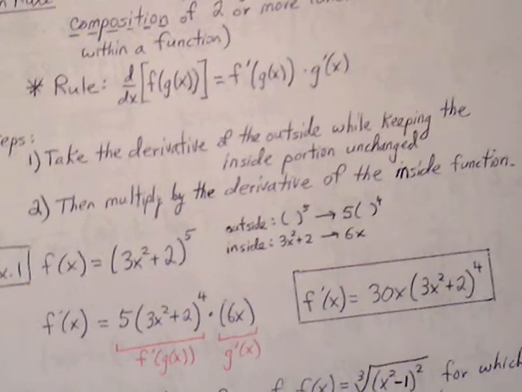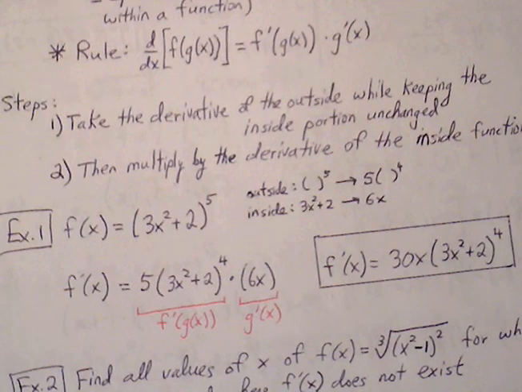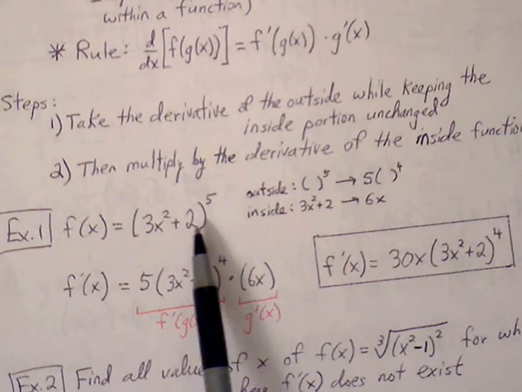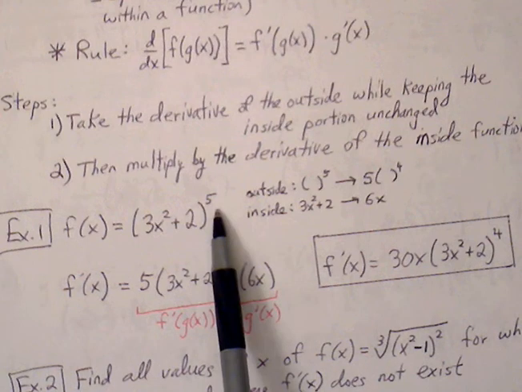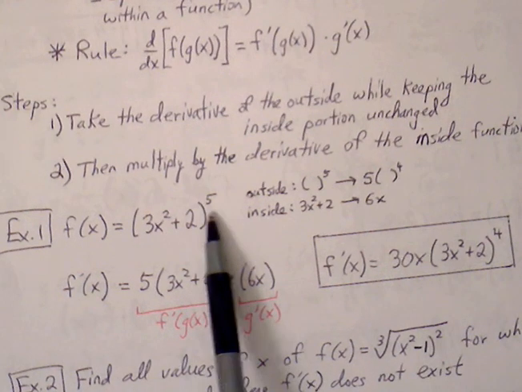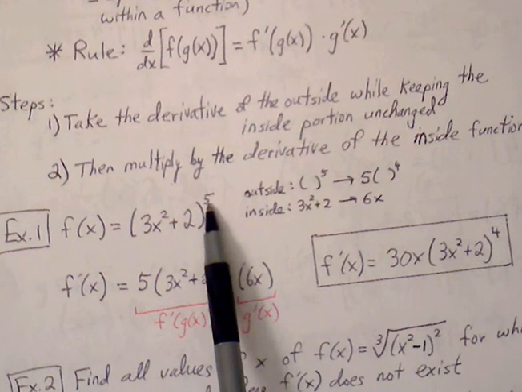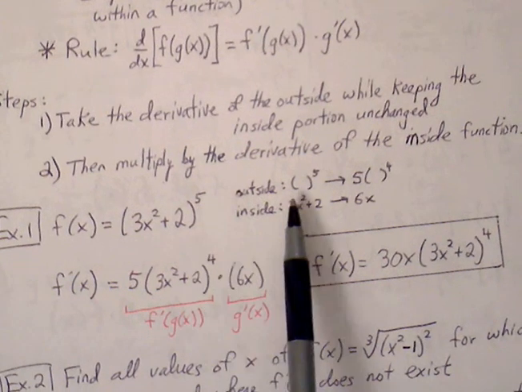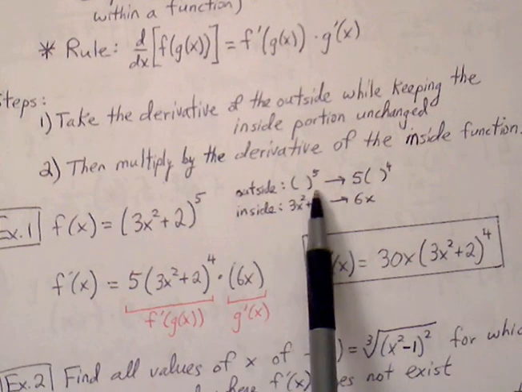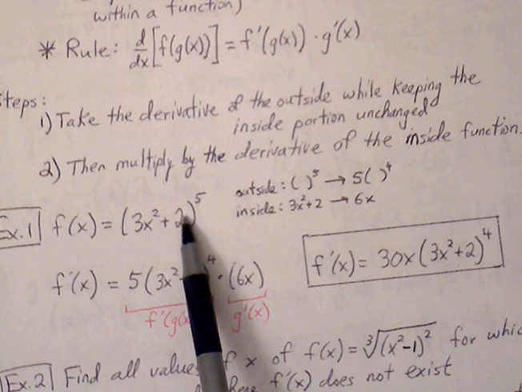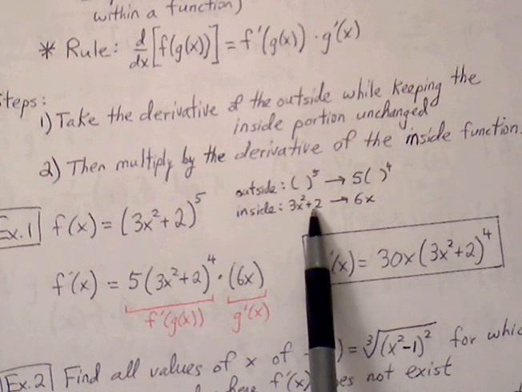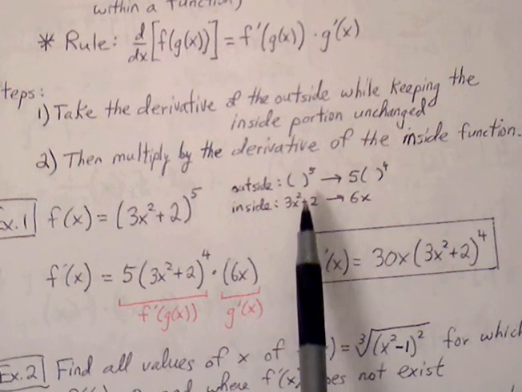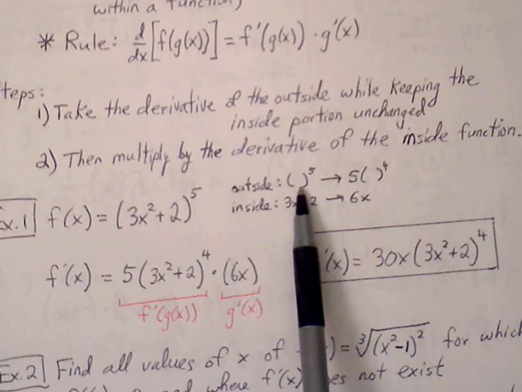So if we look at example 1, part of the challenge is identifying the outside and the inside function. So here we see parentheses to the fifth power, and outside the parentheses we see that exponent, so we're going to treat that like the outside function. So my outside function is parentheses to the fifth power, and my inside function is going to be whatever is inside the parentheses, so 3x squared plus 2. And let's see if we can find the derivative for both portions.